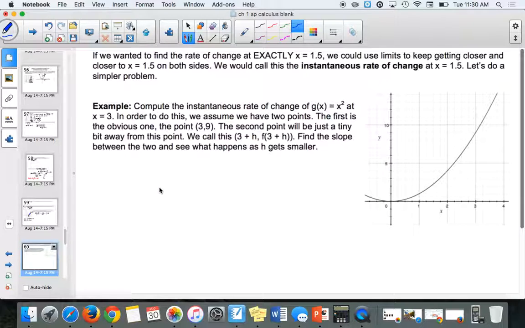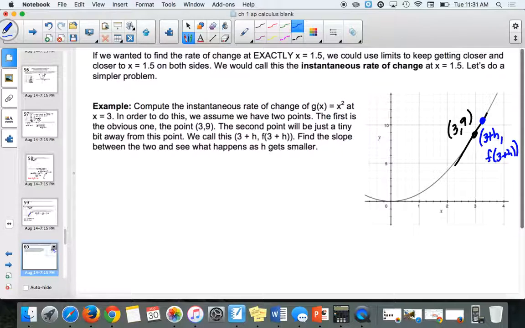So for the example, it says compute the instantaneous rate of change of g of x equals x squared at x equals 3. So right here, we're going to find the slope of the tangent line. Okay, the first point is the obvious point. We're going to use 3, 9. The second point that we're going to use is going to be super close to x equals 3. So I'm just going to go over just a little smidge, and I'm going to put a point here, and that point is going to be 3 plus h, comma f of 3 plus h.